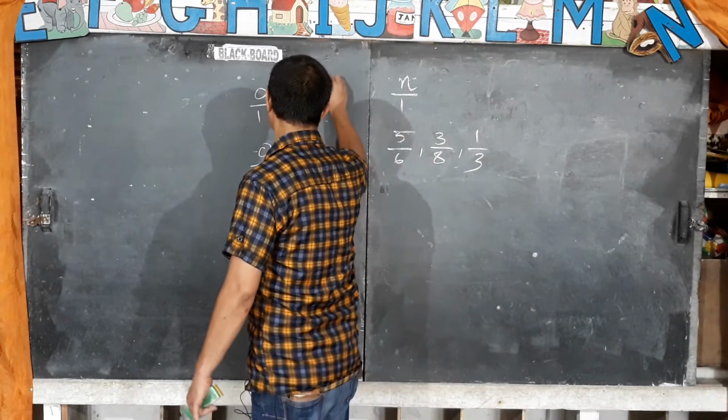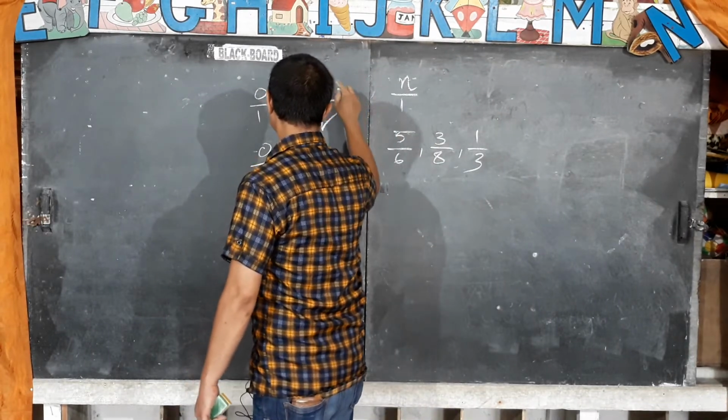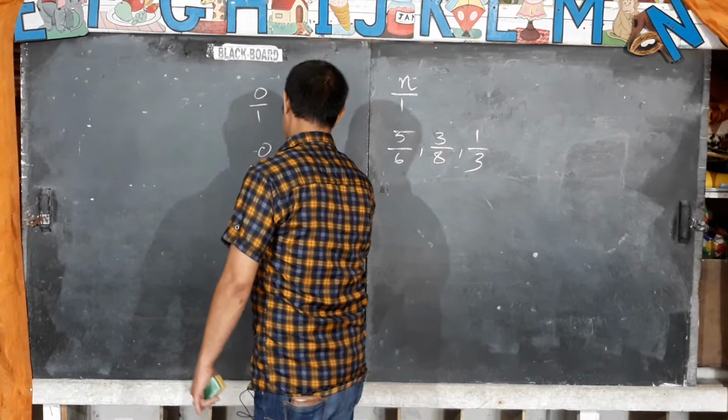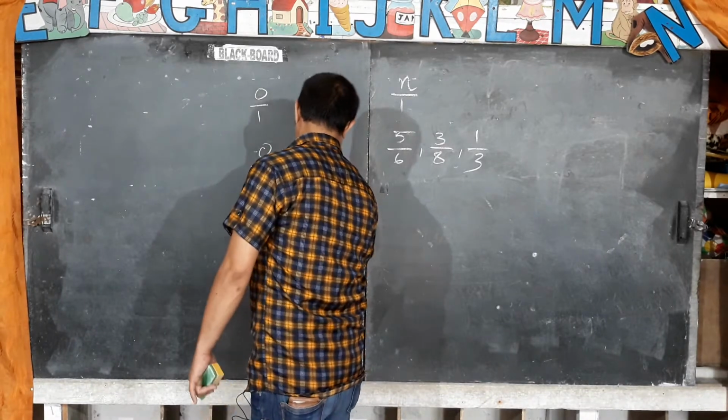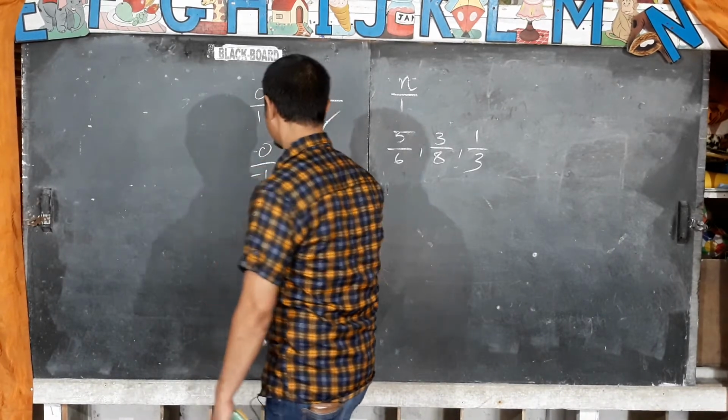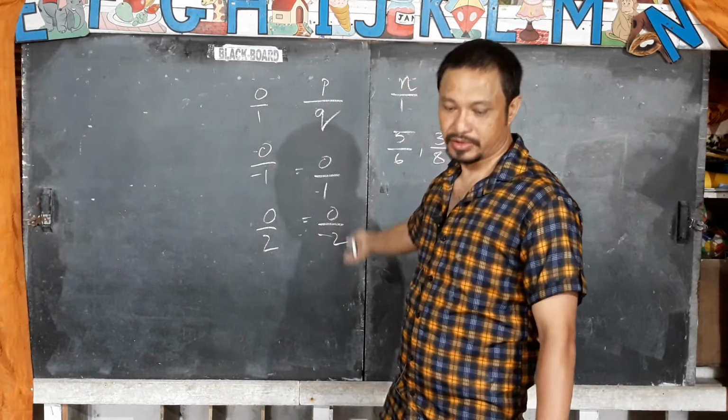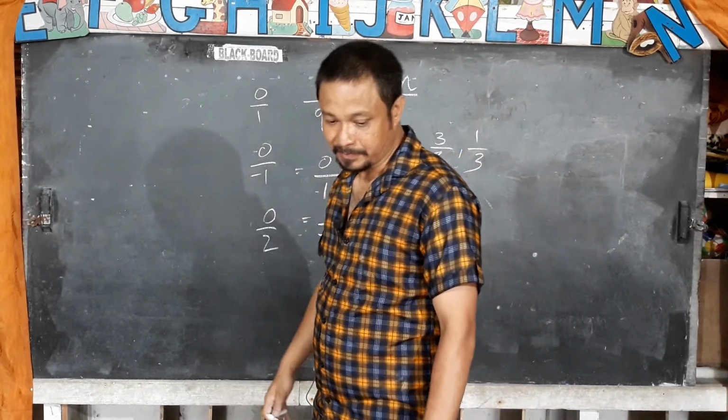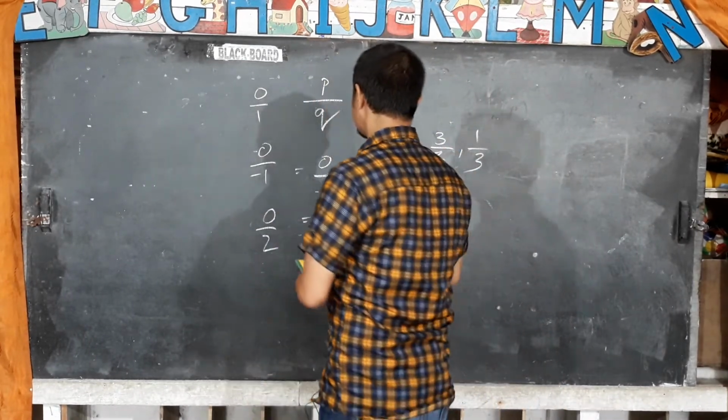Okay, P upon Q. Now this becomes 0. And this one or 0 upon minus 2, anything. Okay, natural number, integers. Okay, brief history of zeros.